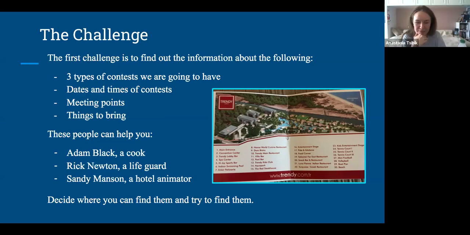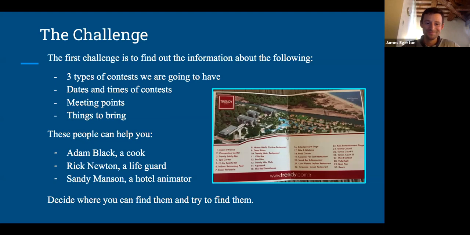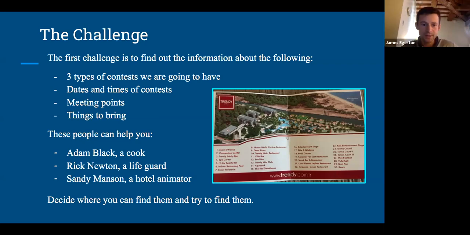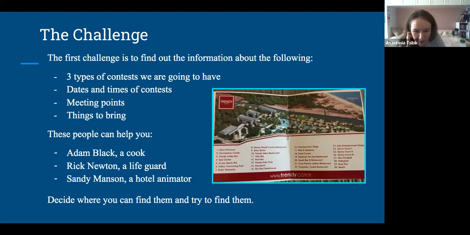Okay, so supposedly they all are at the places they work. Adam Black, for example. Who knows? But you can see there, Adam Black's a cook, and you can see how many restaurants there are. You could try to find out. Probably a hotel animator would know more. Okay, so let's look for Sandy. Which number of place would you like to look for her first? Hotel animator, not the bar, swimming pool.